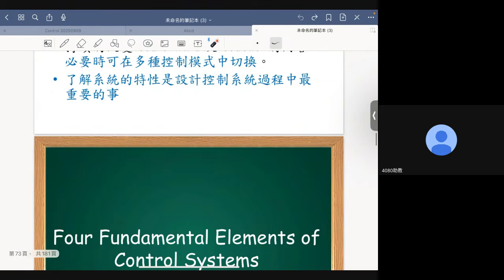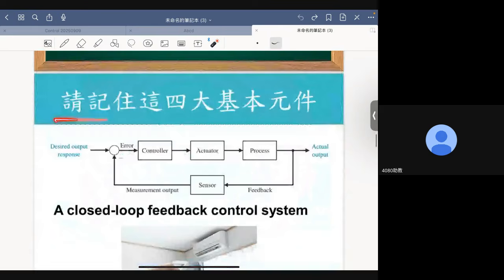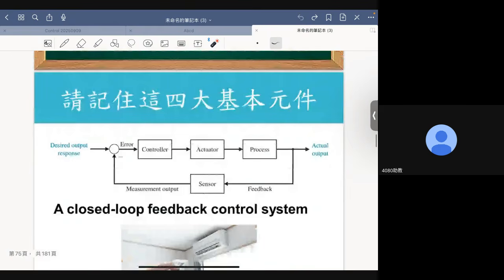Now let's formally introduce the four fundamental elements of a control system. I want you to learn these four fundamental building blocks of a control system by heart. Memorize them. The first thing is you have a process to be controlled. The next thing is you need to have an actuator which provides power to drive the process.